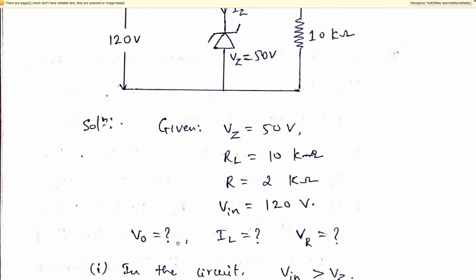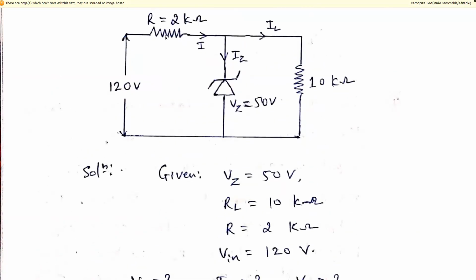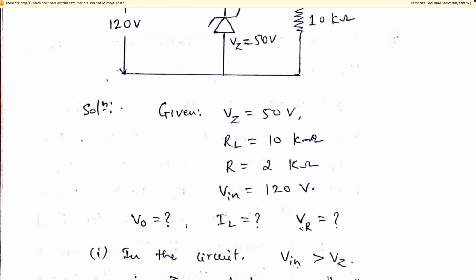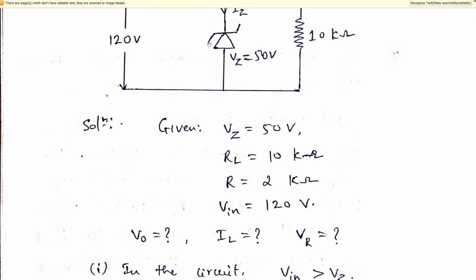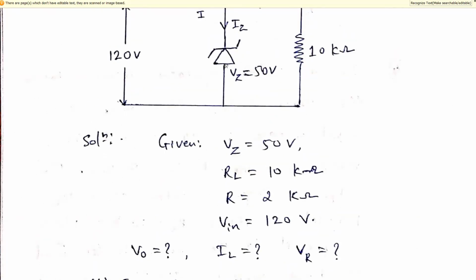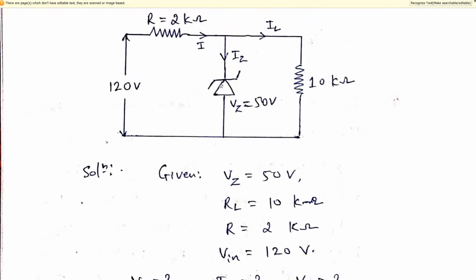So what are the asked quantities? You have to calculate the output voltage, the load current IL, and the voltage drop across the series resistance, which is taken to be VR. First you have to identify whether this Zener diode is in on state or off state.